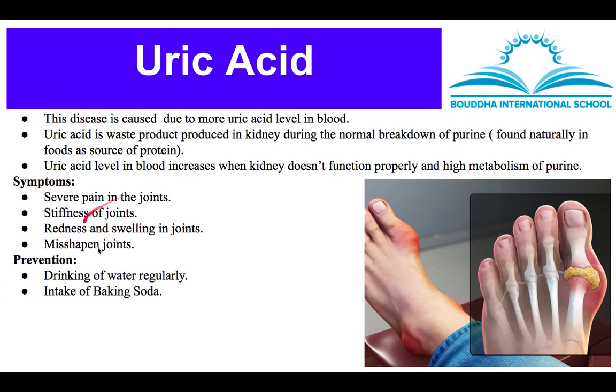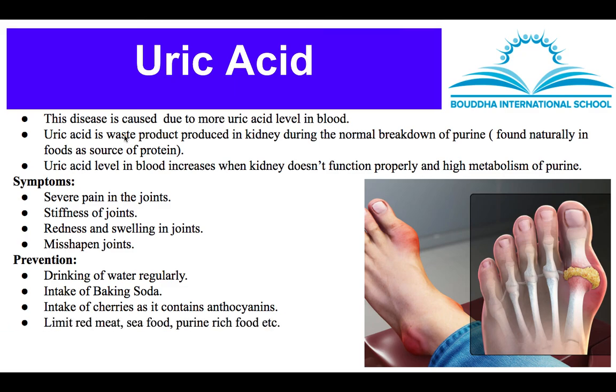Next is intake of baking soda. If you eat baking soda in your food, then that baking soda can also reduce the level of uric acid in the blood. Cherries: if you eat cherries, they contain a chemical called anthocyanins. This anthocyanin also helps to lower the uric acid level in the blood. So we can eat cherries, 8 to 10 cherries in a day, which is good for our body.